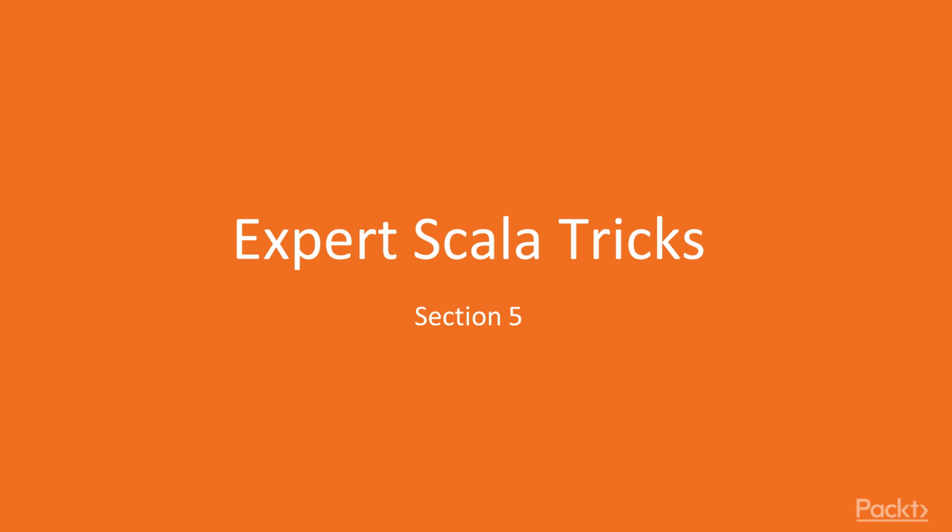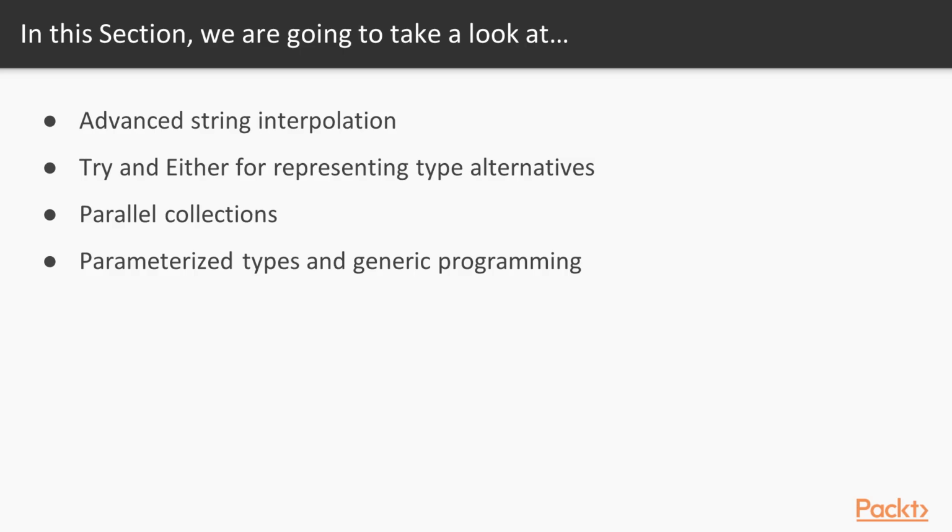Welcome back. In Section 5, we'll talk about some expert Scala tricks that you can use in certain cases to really deal with some annoying or difficult or useful situations. We'll start by talking about advanced string interpolation and devising your own interpolation strategy when that's the thing that makes sense. Then we'll talk about using try and either for representing type alternatives.